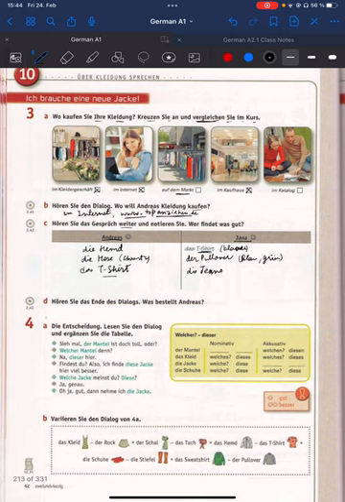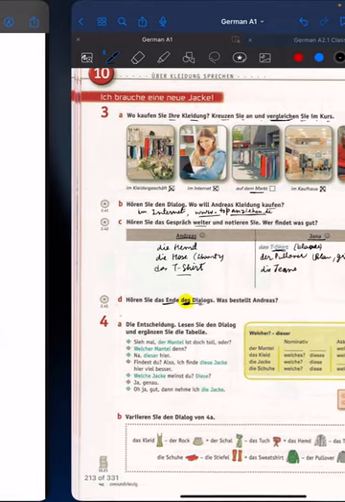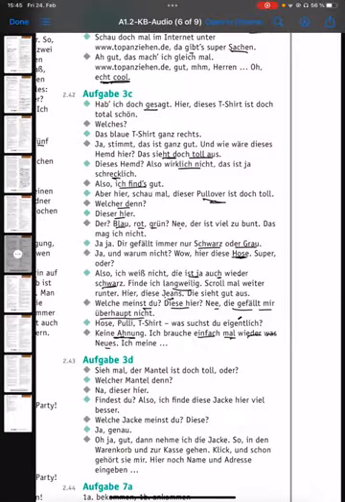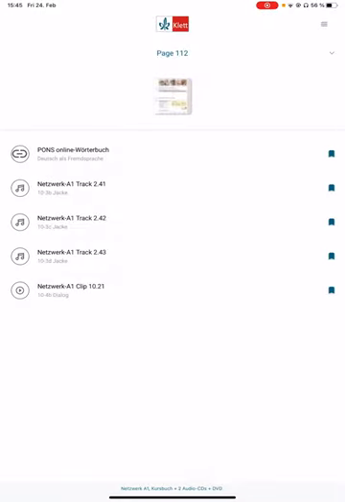Here is the ending of these dialogues. This means that it's not just nominative, accusative or dative. There is something new coming in future, which will also have its own kind of der, die, das, because you can see it in this dialogue. Was bestellt Andreas? What has Andreas bought, or bestellt, is ordered. Let's play this final dialogue.